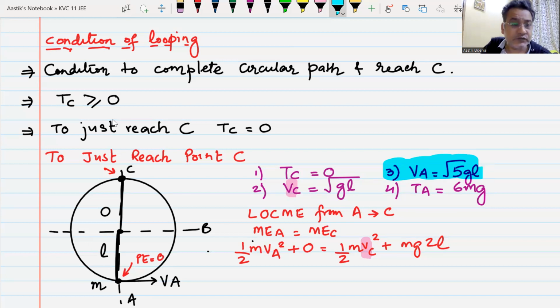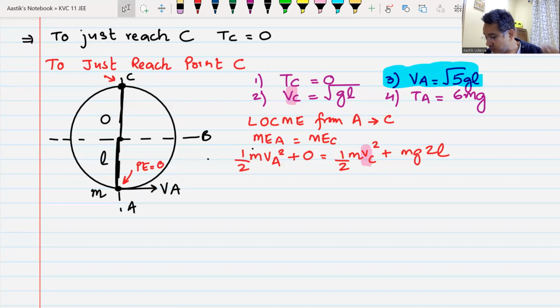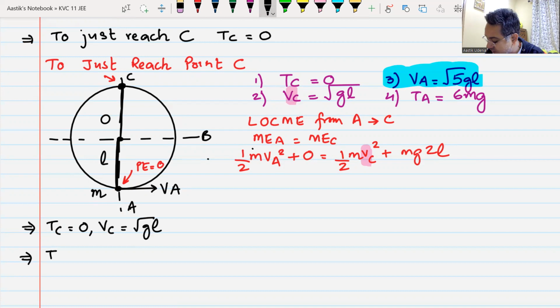So, to just reach point C or to complete the loop, what are the conditions? Number 1, tension at point C is equal to 0. Velocity at point C will become root GL. Tension at point A will become 6 mg. Velocity at point A should be root 5 GL. This is the condition for completing the loop. Now, what all questions can be asked here?